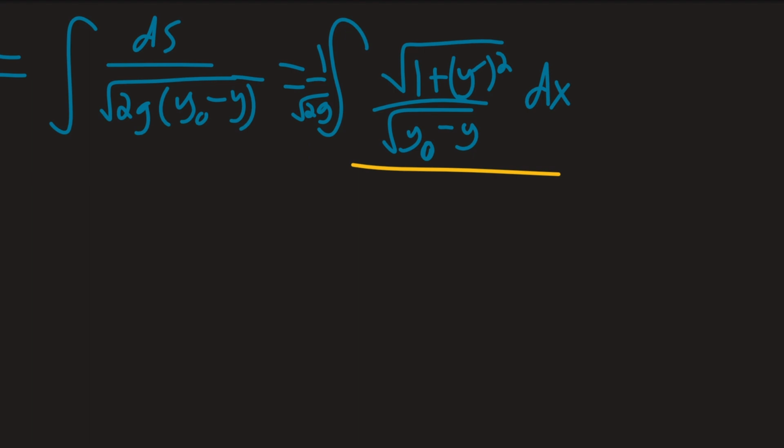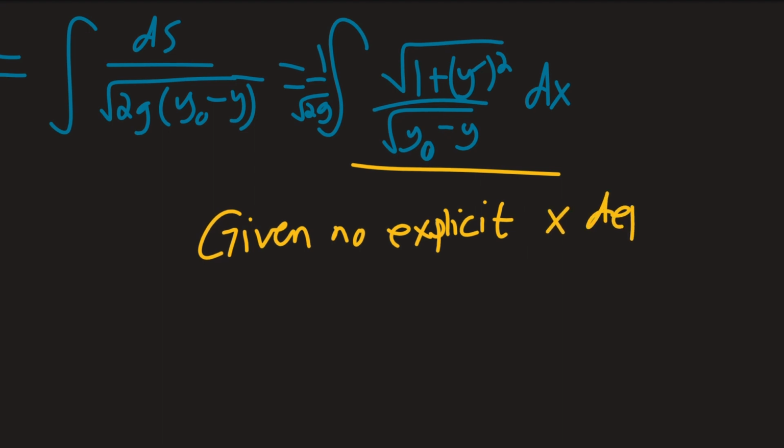So instead, what I'm going to use is a slightly more simplified form of the Euler-Lagrange equations, and that's just, we're saying, given no explicit x dependence. So we're basically saying since there's no x in here, there's no x there that's explicit. It's all implicit in the y. Because of that, we can rewrite the Euler-Lagrange equations in a different form.